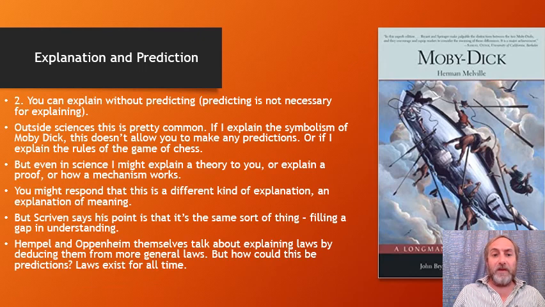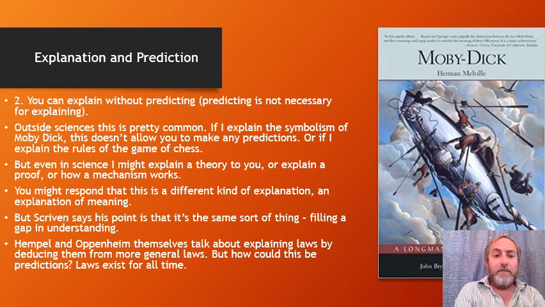And the other way around, you can explain without predicting. So this shows that prediction is not necessary for explanation. Outside of the sciences, this is pretty common. We did talk about how one kind of explanation I can do in everyday life is explain the symbolism of Moby Dick, or explain to you the rules of the game of chess. Those aren't scientific explanations, and they certainly don't do any predicting. Just because I explained to you the rules of the game of chess doesn't mean that you could predict with any accuracy the moves that I would make in a game.